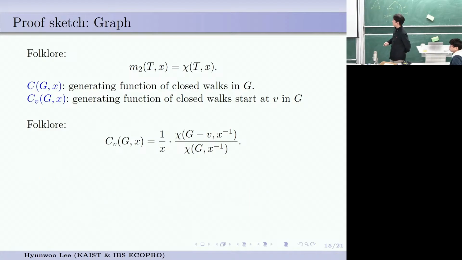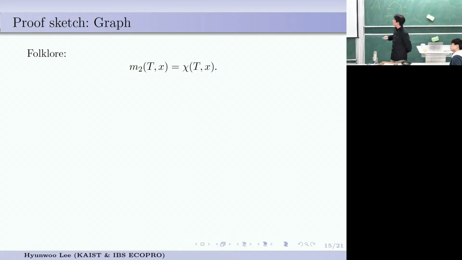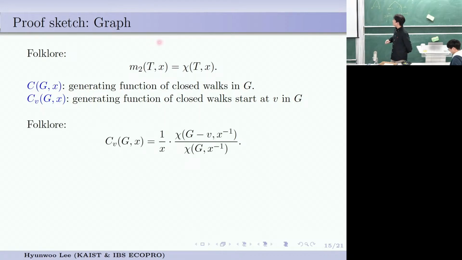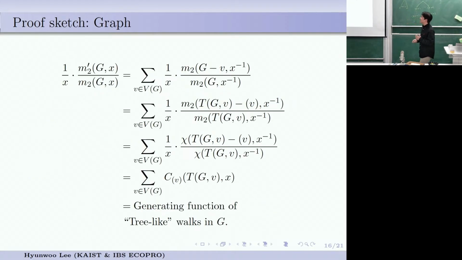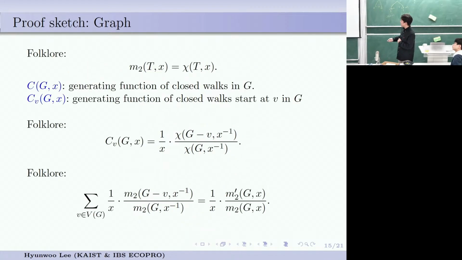So now what we have is Godsil's identity. By using this, we can transfer G to a very nice tree, and we have this very nice result which transfers the matching polynomial to the characteristic polynomial whenever the graph is a tree, and we can connect the characteristic polynomial to the generating function of closed walks in G. Its summation looks in a very beautiful form here. Now combining everything together, we can express these as this one. Here, the first inequality uses the last one.